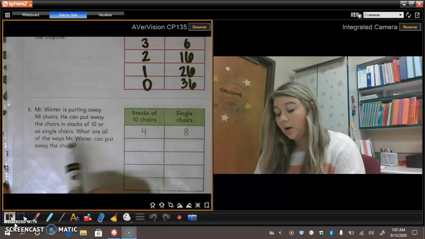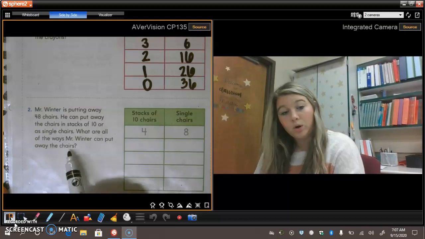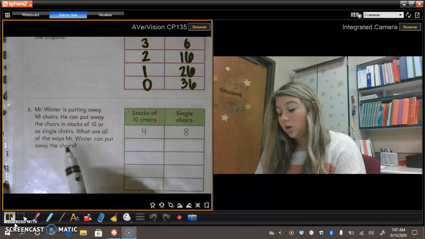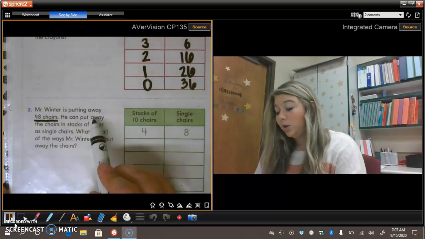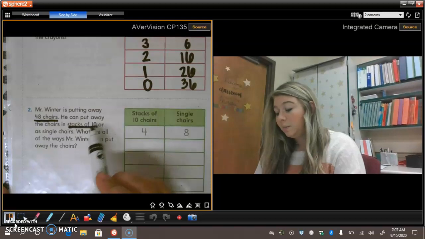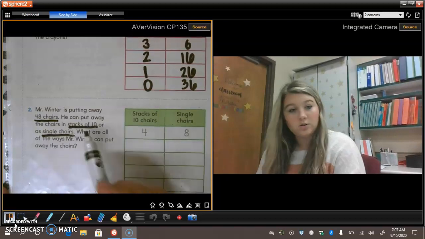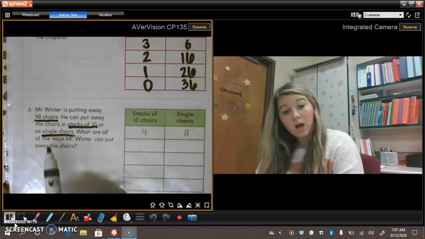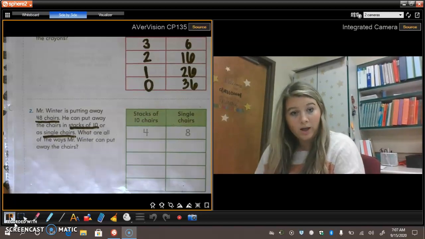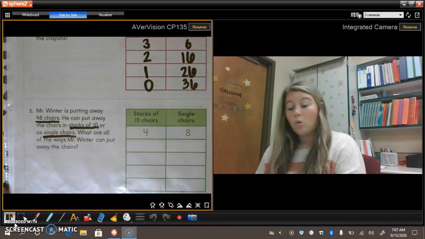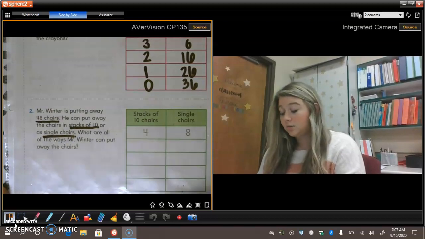We are trying to find out all the ways Mr. Winter can put away the chairs. So he has 48 chairs he needs to get rid of. He can put them away in stacks of 10 or as single chairs. Okay, so if you want to underline the important information in your word problems, you can do that. It might help you remember what the information is.